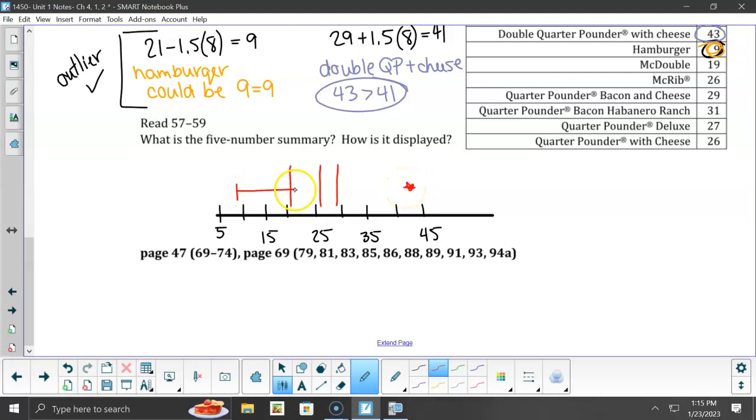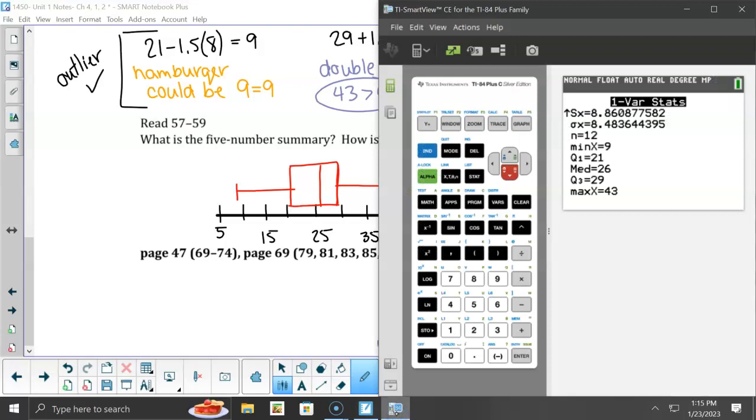All right, so little line, whisker. Most of the time you would just do this. However, depending on your calculator, you can actually plot it as a box and whisker plot where it will show you the outliers separated. Okay? And then basically 43 is your outlier. That frickin' double quarter pounder with cheese.